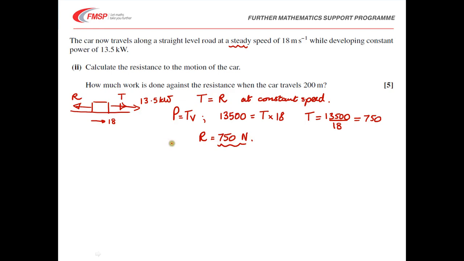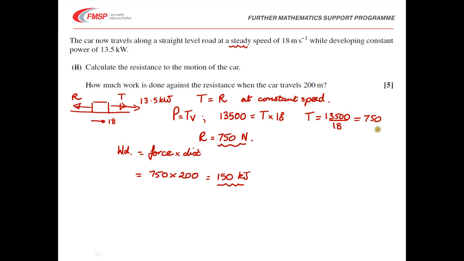Okay, how much work is done against the resistance when the car travels 200 metres? Well, if we have a constant resistance to motion, work done equals force times distance moved. So in this case, that's going to be 750 newtons multiplying 200 metres, which gives us 150,000 joules, or 150 kilojoules there.